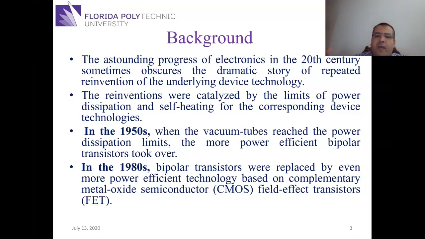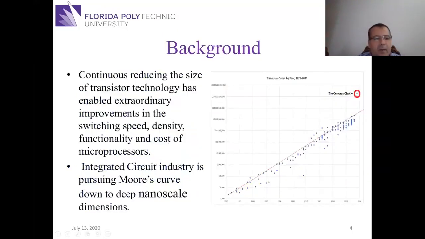If I show you Moore's law, how many devices there are per microchip: every two years, the number of transistors is doubled and the price is halved. This is what has happened up till 2020. After this, when we go to very low scale in the integrated circuit industry's Moore's curve, it is kind of the end of the road.